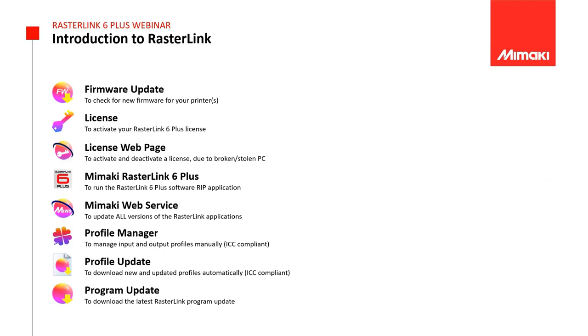If Rasterlink is installed on your computer, you will find from the Windows Start button the following apps. With the firmware update, you can check new firmware for your printers. With the License app, you can activate your Rasterlink 6 Plus license. On the license webpage, you can activate and deactivate a license due to maybe a broken or stolen PC. With the Mimaki Rasterlink 6 Plus app, you can run the program application. The Mimaki web server is to update all versions of the Rasterlink applications.